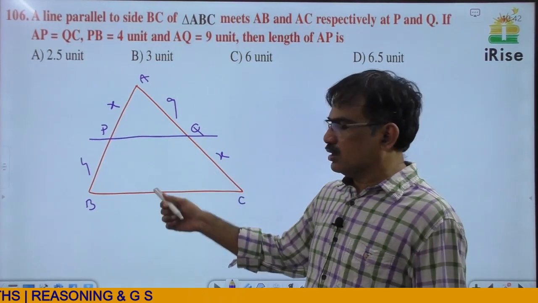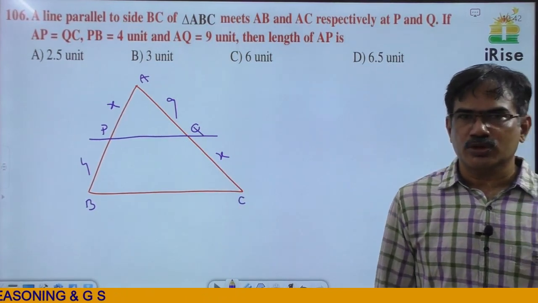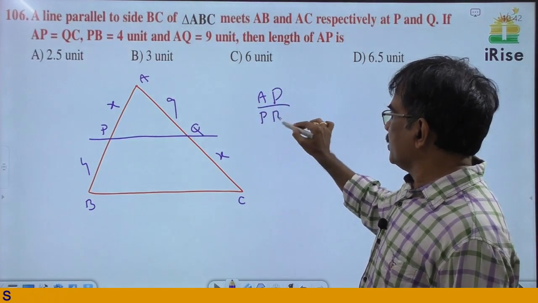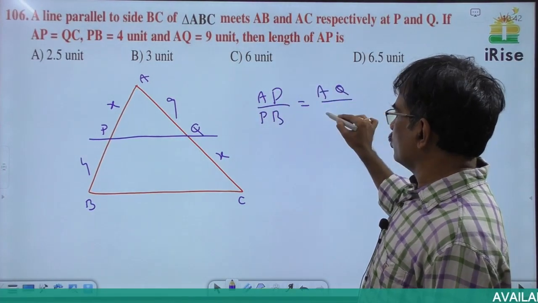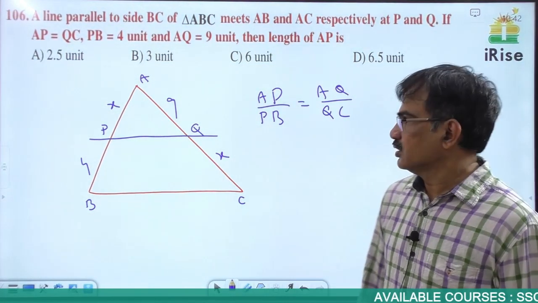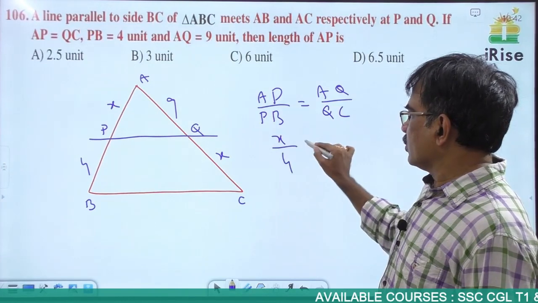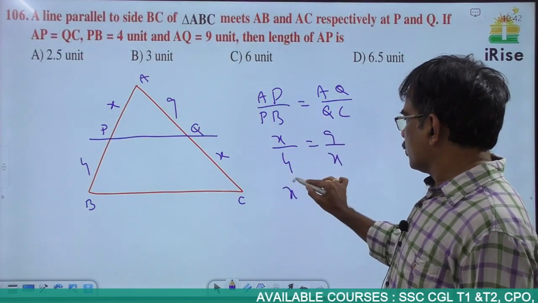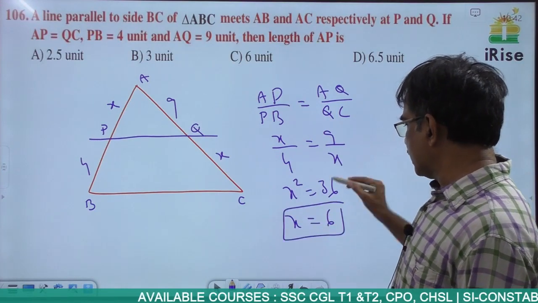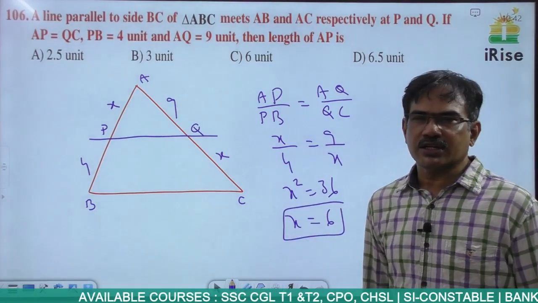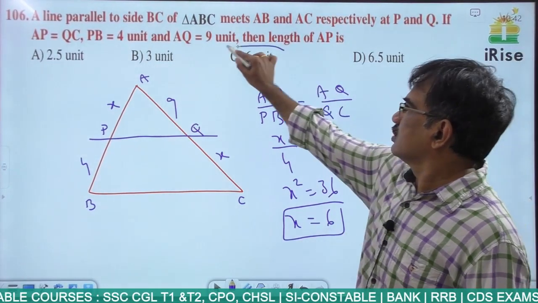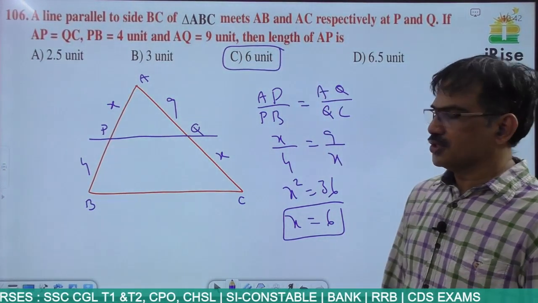If this line is parallel to this line, according to the basic proportionality theorem, AP by PB is equal to AQ by QC. Use the basic proportionality theorem. So x by 4 is equal to 9 by x, x square is equal to 36, x is equal to plus or minus 6 actually, but length is not negative, so positive answer. 6 is the answer for this question. X is equal to 6.